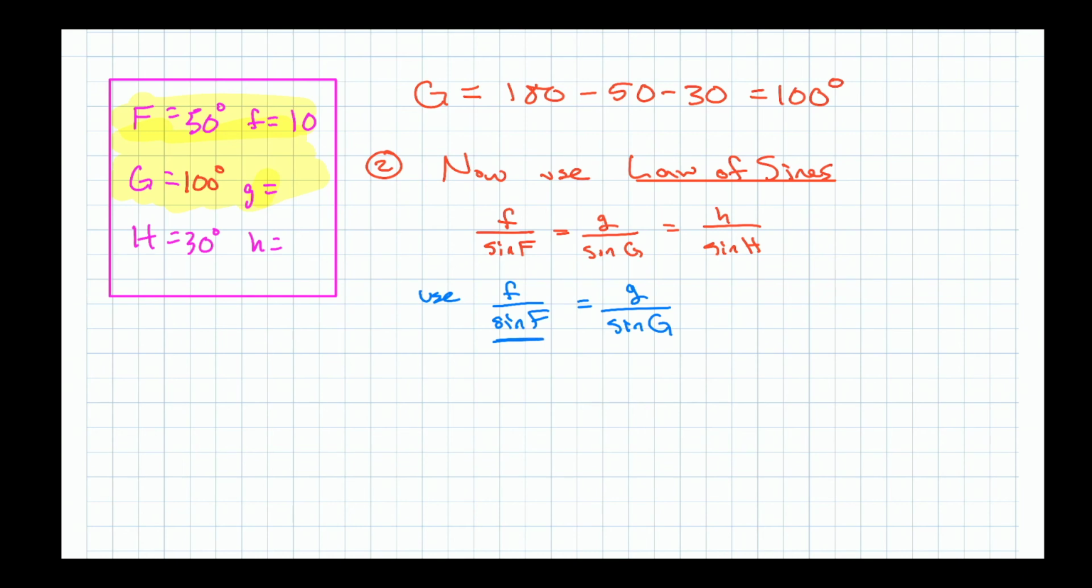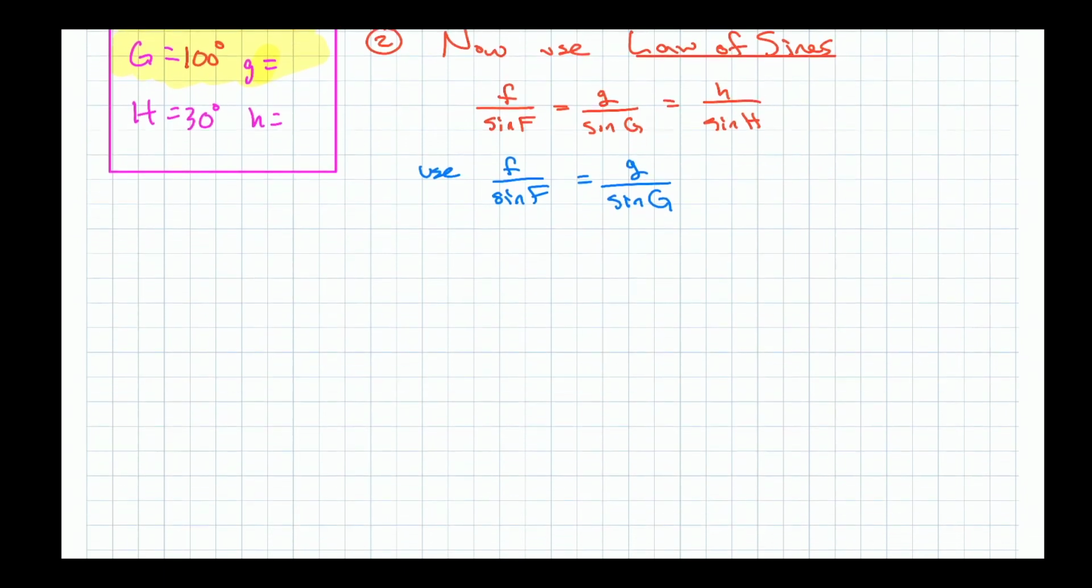So you don't use the whole thing, just 2 parts. One of the parts has to be the one where you know the angle and the side that go together. And then the other one has just one missing. Okay, so we'll use that form, and then you're going to plug in your numbers now for the f's and the g's.